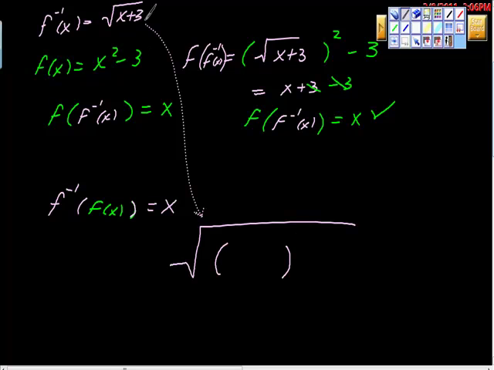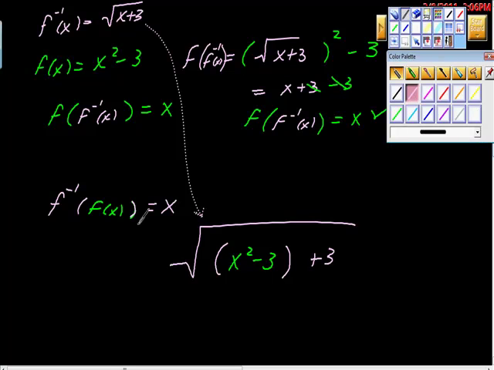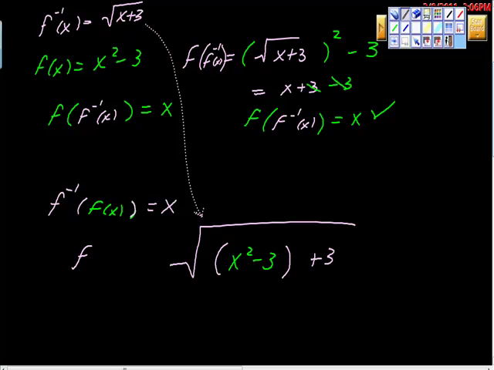Well, remember, this was x plus 3, so here's my plus 3. F of x, if you remember, is this mess right here, so I'll put that in. This x squared minus 3 goes in here. And remember, what we're taking here is f of the inverse of f of x.